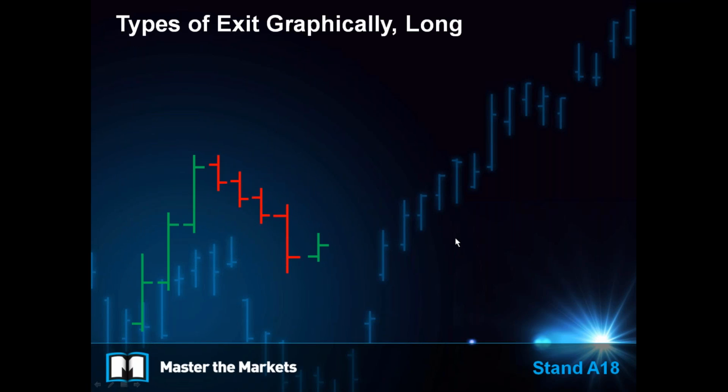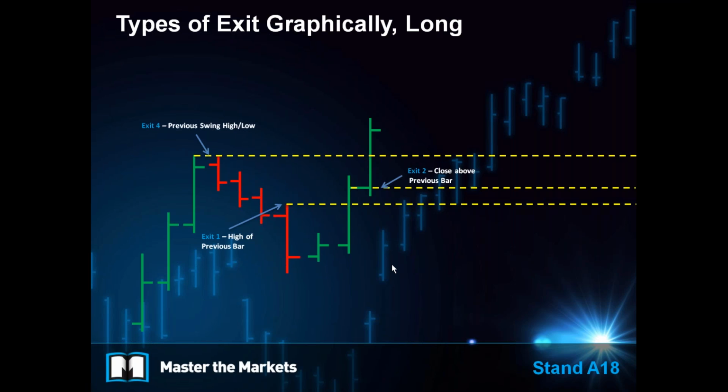Now, if you look at the type of exits that we've achieved, I'll show you this graphically. So for the first exit, if you had an inside bar just here, this is your inside bar, your first exit would be on the break of the high of the previous bar. That's the first exit we measured and checked. The second exit is on the close above the bar previous to the inside bar. Let me show you what that means graphically.